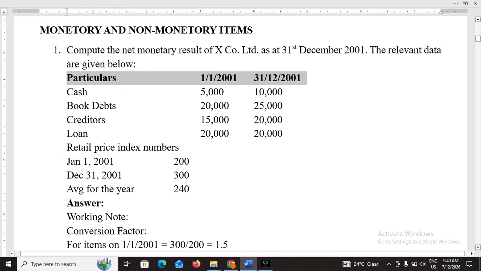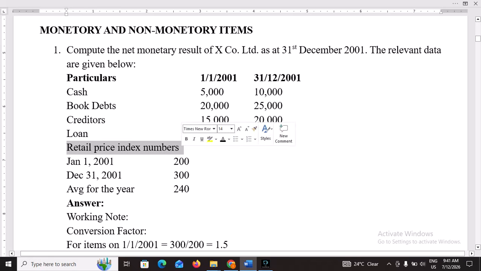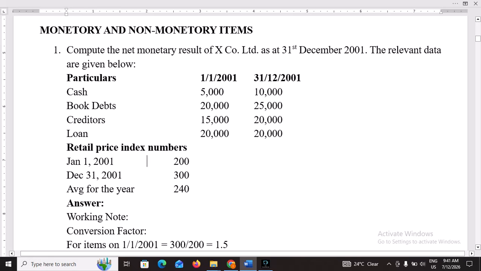Particulars: 1/1/2001 and 31/12/2001. First, cash, book debts, creditors, loan. Retail price index numbers are given: January 1, 2001, 200; December 31, 2001, 300; average for the year 240. Compute the net monetary result of X Company.